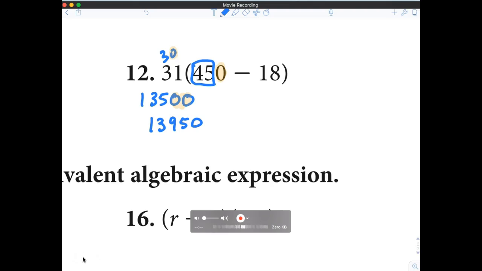Now we're going to do 31 times 18. All right? Now let me show you how to do that. Here in my opinion, look up. I'm going to do 31 times 20. I'm going to count 20 31s. And that would give me what?